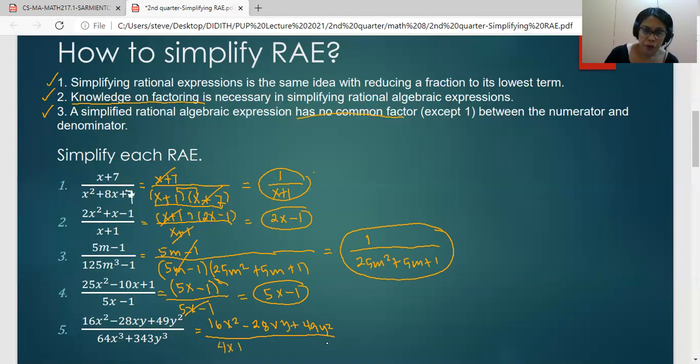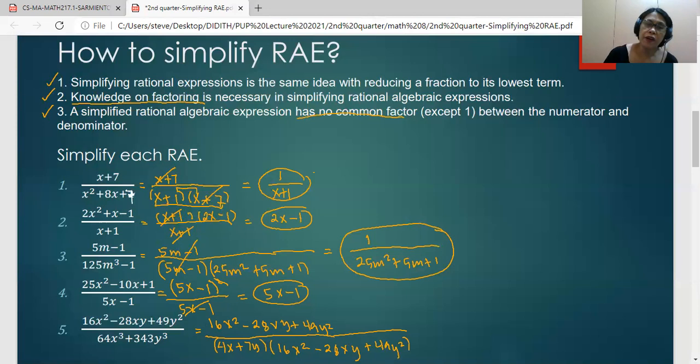So we have 4x plus 7y. And then the trinomial factor, first term, is the square of the first term here. So this is 16x squared. While the middle term is the product of the two terms here times negative 1. So this is 4x times 7y. We have 28xy times negative 1. So we have minus 28xy. And then the square of the last term here will be the last term of this trinomial factor. So we have 49y squared.